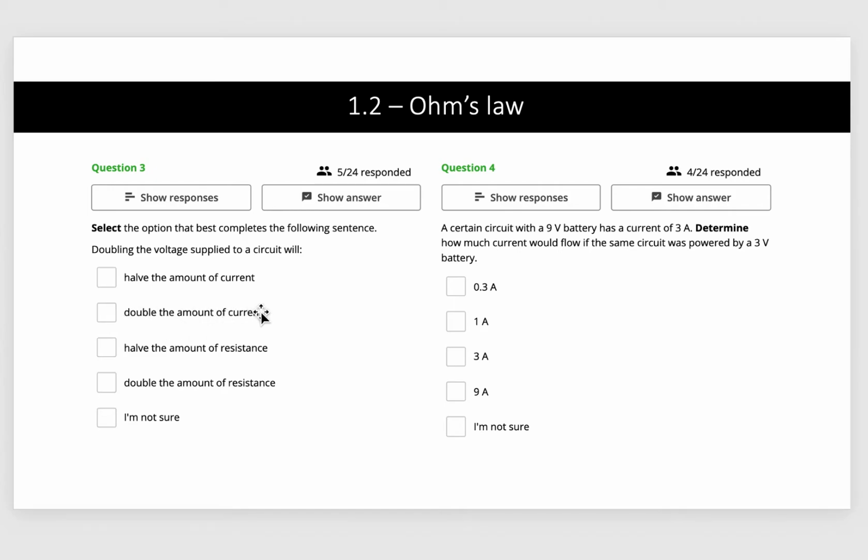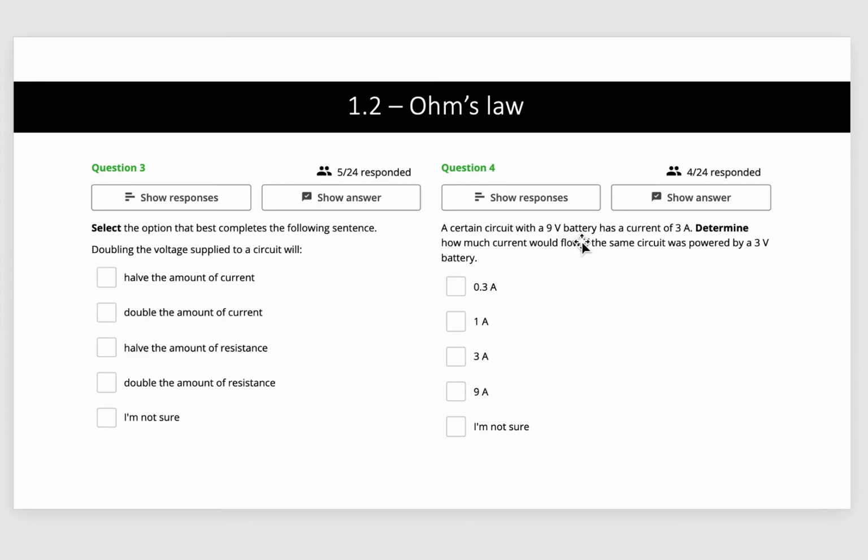Doubling the amount of current, that's pretty much what I've just said. So that could be the answer. Halve the amount of resistance, no. And double the amount of resistance, no, not necessarily, because that depends on the material and some other factors. So the answer to this one will be double the amount of current, okay? And because we know this now, doubling the voltage is going to double the amount of current. This is going to help us with the next question.